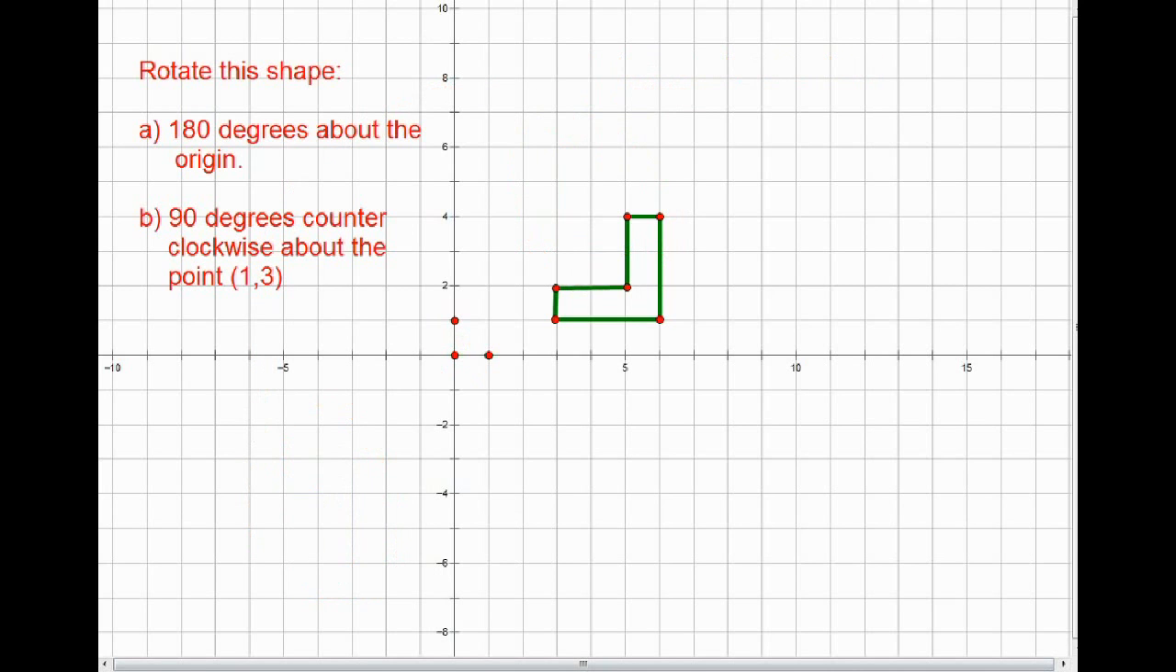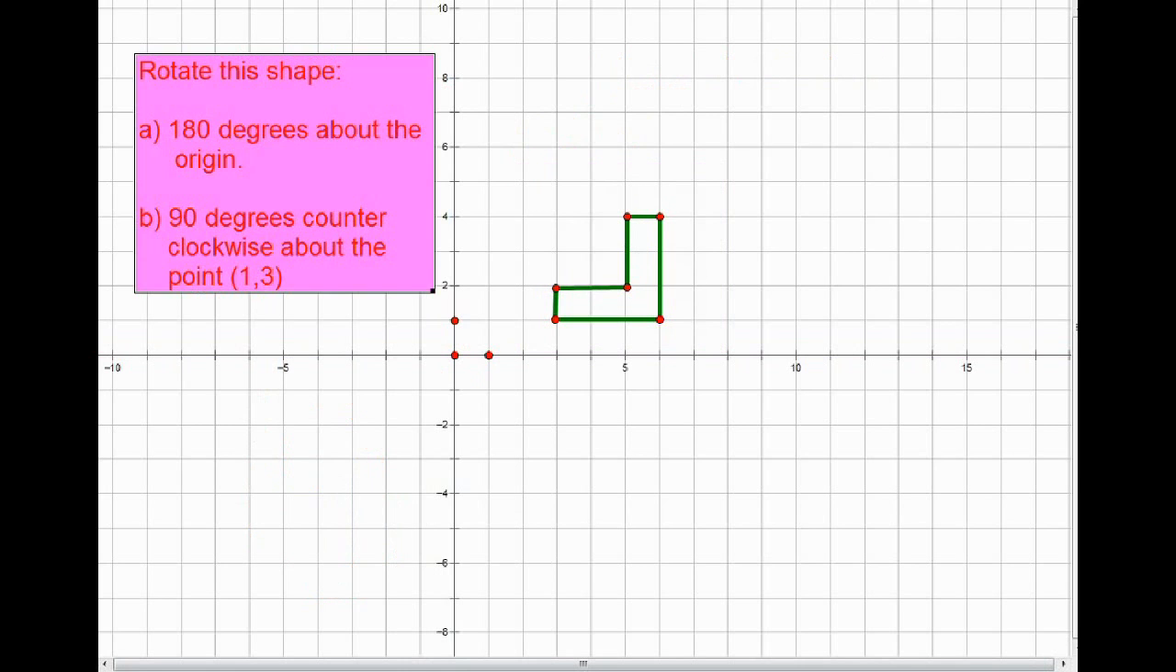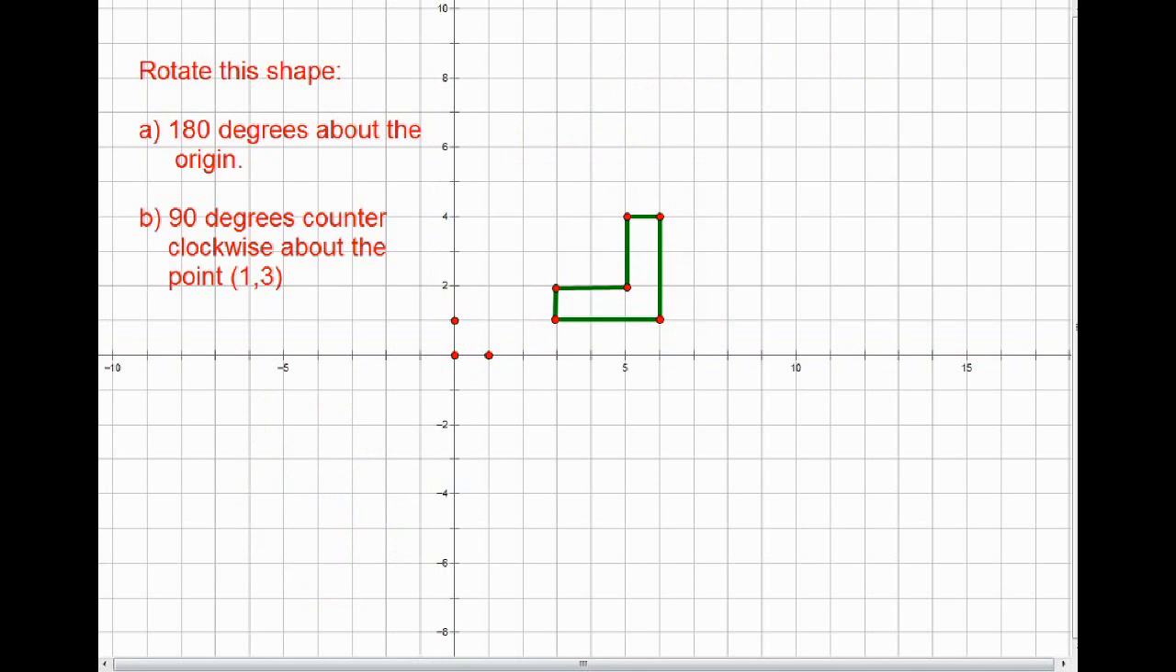So to finish off our lesson on rotations, I'm going to ask you to do a couple of things. The first is to take the shape that we have here and rotate it 180 degrees about the origin. So the center of the circle is where the two axes meet. Next, rotate the same shape 90 degrees counterclockwise about the coordinate 1, 3. So the coordinate 1, 3 would be here, and that's the center of our circle now.